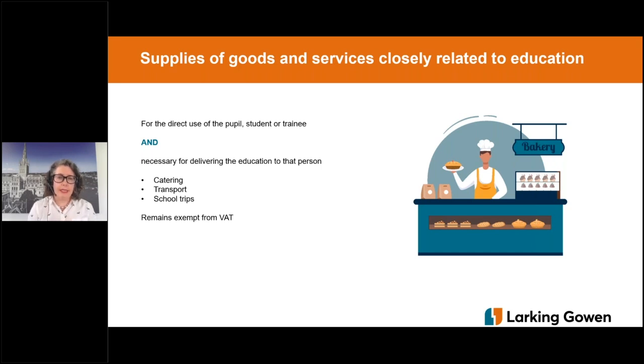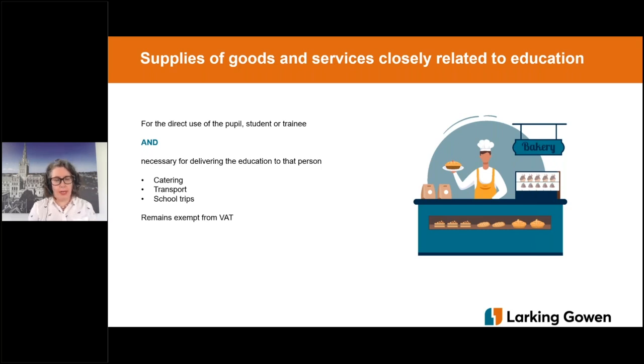Transportation, that can be 0 rated rather than exempt if it's going to be separately supplied and is in a qualifying transport. So you need to make sure that your minibuses or coaches, for example, if you're charging for home to school transport, are capable of qualifying for the 0 rate rather than exemption, if that's what you want to do. Now, school trips have been included in the HMRC guidance as being closely related supplies to education and therefore on the face of it exempt.